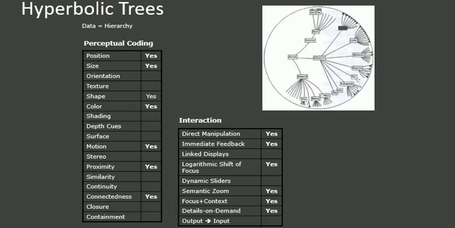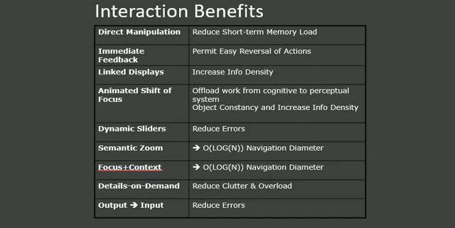We don't have a dynamic slider because we have limited space where we can have a semantic zoom and see the different nodes. There is detail on demand, and here we cannot track back to the actual value of the node, so there is no output to input. All these things are related to interaction, and interaction has many benefits, like direct manipulation, reduced short-term memory load, immediate feedback, and easy reversal of actions. Link display provides increased information density, and animated shift of focus is similar. These are all parameters used for the benefit of your visualization.